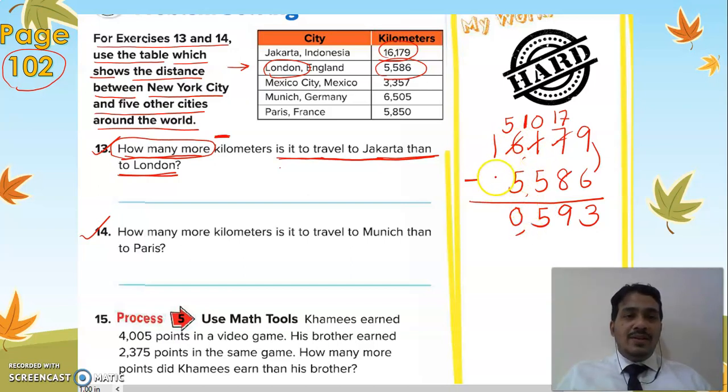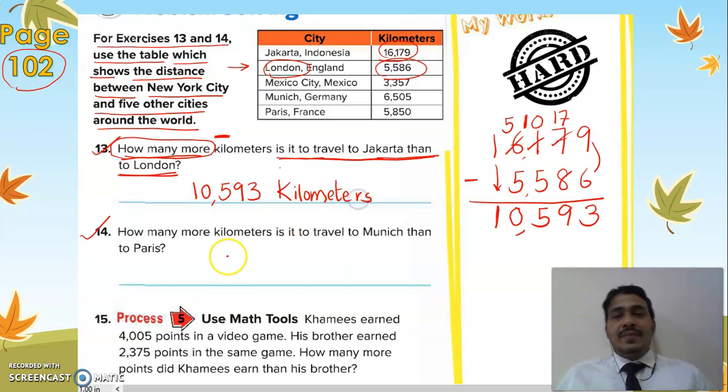And 1, there is no number here. You just copy the 1 straight away. So the answer is 10,593 kilometers. Kilometers, because the distance given is in kilometers. Is that okay? Did you understand? Yes?